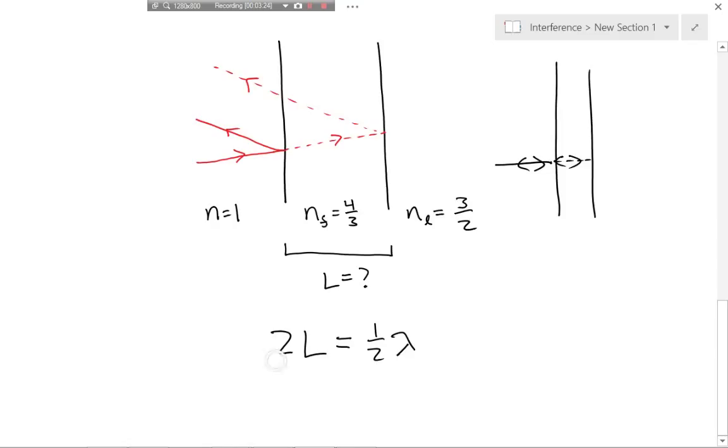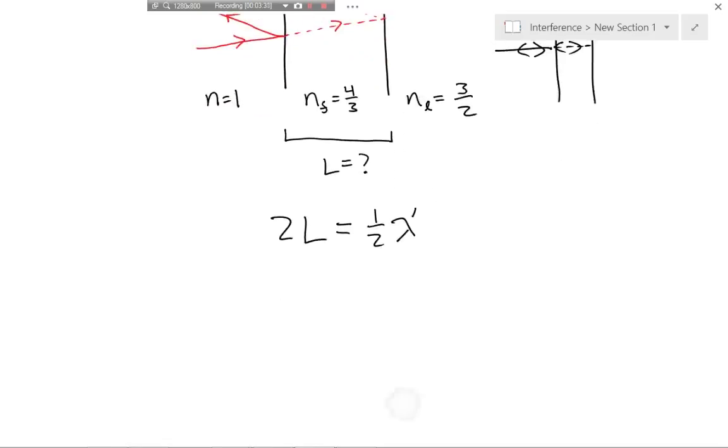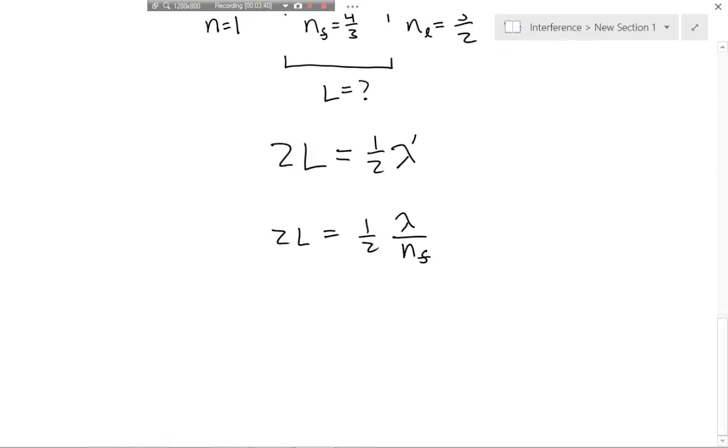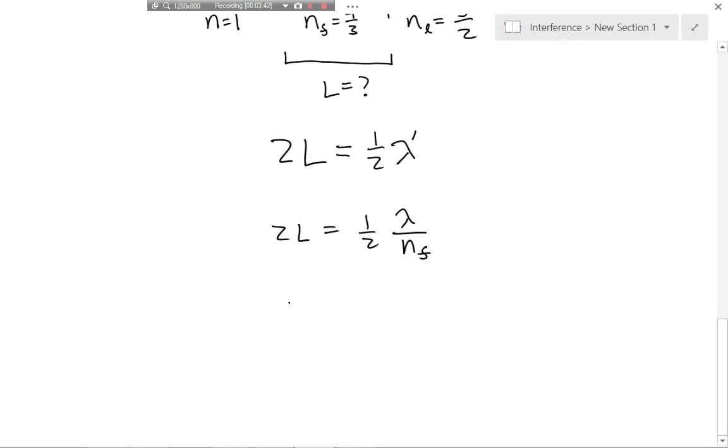So this 2L needs to be equal to half of the wavelength inside the film. And remember, the wavelength inside the film is given by this formula here. So it's equal to the wavelength in air divided by the index of refraction inside the film. So now if I solve for the thickness of the film, this L, that's going to be equal to the wavelength of light in air divided by 4 times the index of refraction of the film. And if I plug these numbers into a calculator, I can see that this is equal to 106 nanometers.